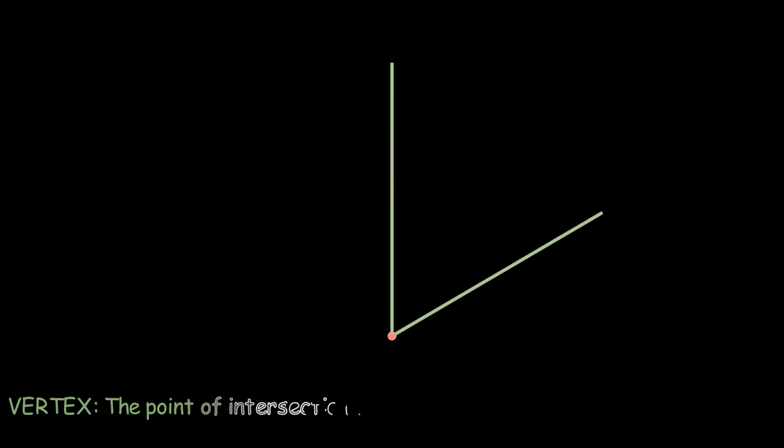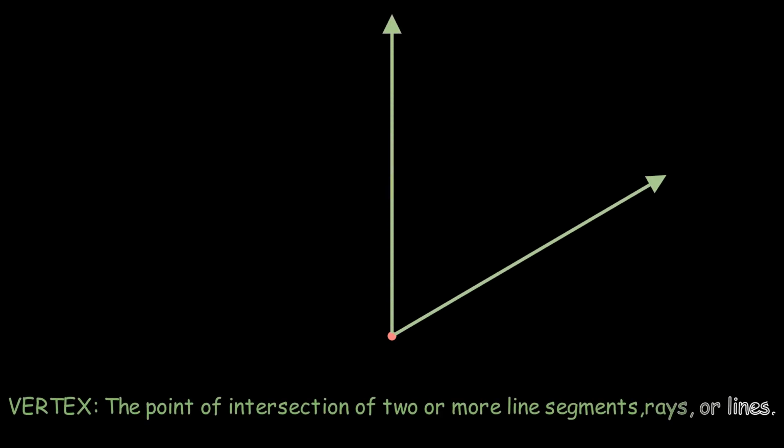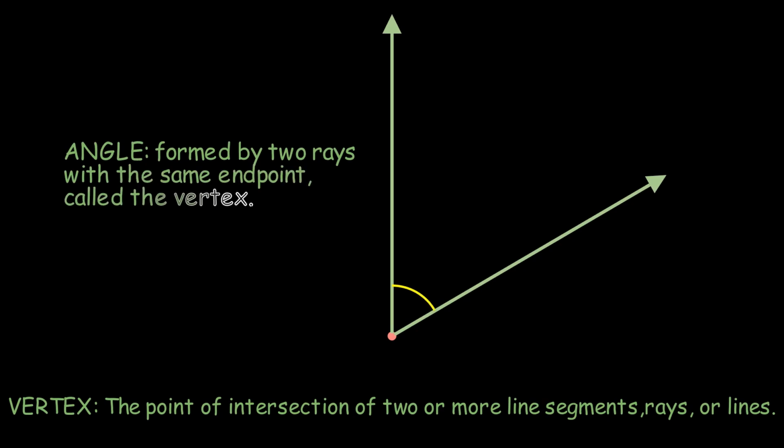Let's start by introducing a vertex. A vertex is the point of intersection of two or more line segments, rays, or lines. For this video, we'll be using rays, but keep in mind that the concept applies to lines and line segments as well. An angle is formed by two rays that share the same endpoint, which we call the vertex.